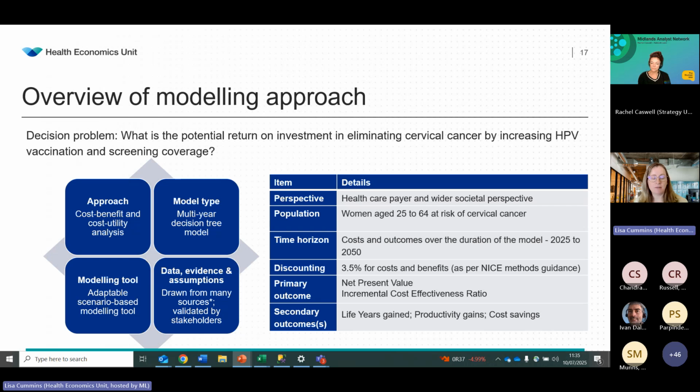The approach I've already mentioned. The model type: we built a multi-year decision tree model. We developed the tool in Excel, and it was an adaptable scenario-based modelling tool so that the end users could vary key parameters. Data, evidence, and assumptions were drawn from various sources. We took clinical, epidemiological, and economic evidence from the literature. We used local and national data where we could get it. And then we also used cost data, for example, from NHS cost collections. Because it was an assumptions-based model, we involved stakeholders throughout who provided validation of the assumptions and the estimates that we were using.